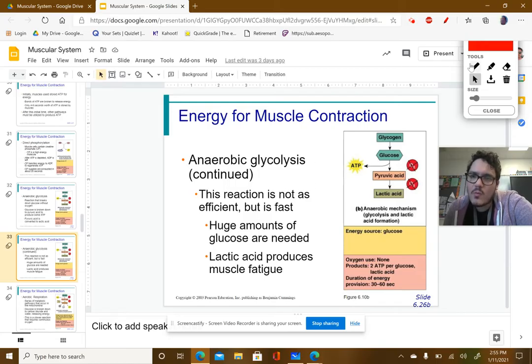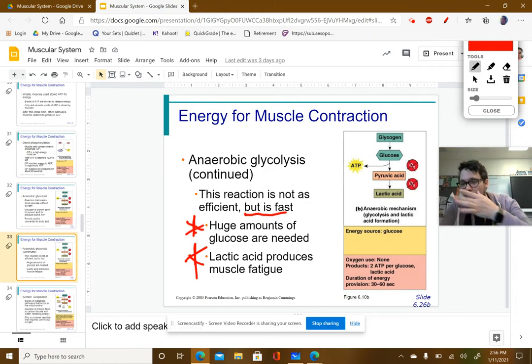First of all, while yes, this reaction is fast, it's very quick, the problem is it's not very efficient. The reason for its inefficiency is that you use too much glucose. Even though per molecule of glucose we get 2 ATP, that's still not a great deal. We're not getting the most out of this. Not to mention, arguably, the biggest problem with the anaerobic pathway is this lactic acid buildup. As lactic acid builds up, it actually produces muscle fatigue, and that's what we're going to talk closer about at the end of the video. This muscle fatigue tires you.